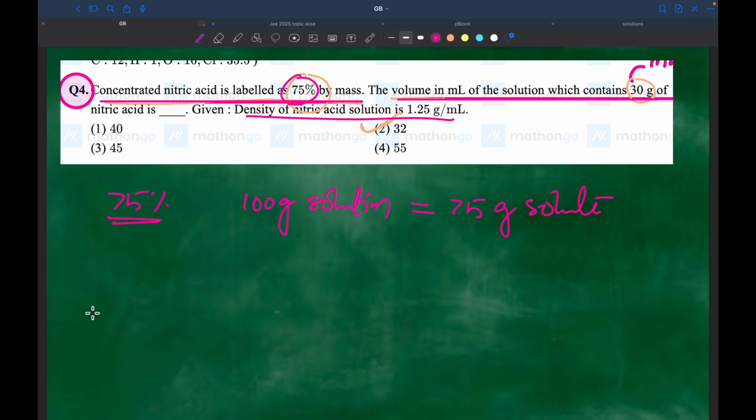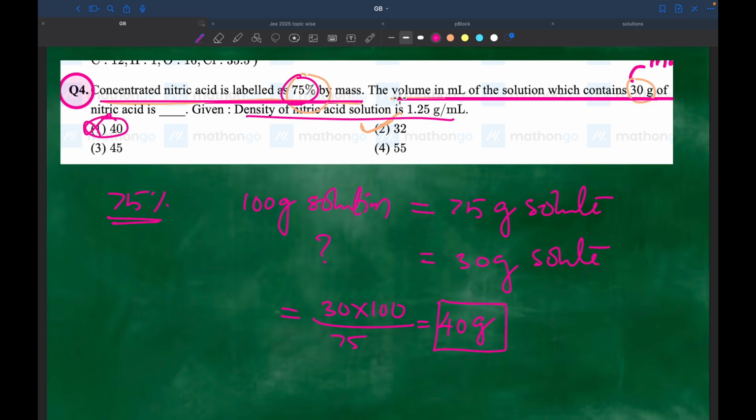We are asked to calculate for 30 grams. So 30 grams of solute is present in how many grams of solution? Just cross multiply. 30 into 100 by 75 gives me 40 grams. But the question is not about 40 grams. This is not our answer.